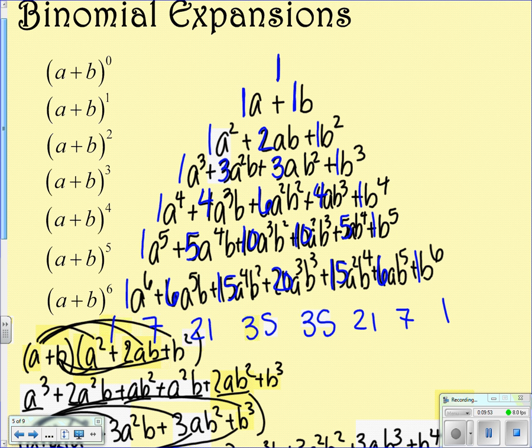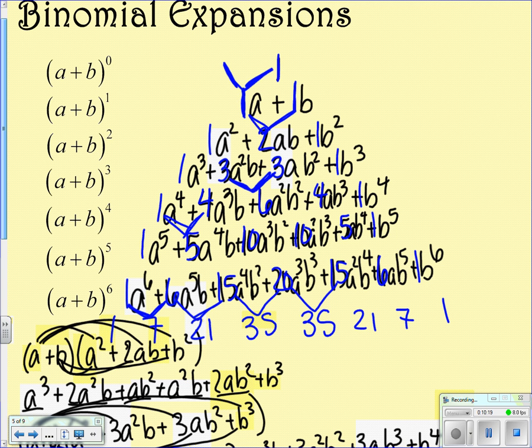The way you get it, you add the two above it. So 1 plus 6 is 7. 6 plus 15 is 21. 15 and 20, 35. For this 6, you would have done 3 plus 3. For this 5, you did 1 plus 4. For this 2, you did 1 plus 1. For this 1, there's only 1 above it. There's nothing here, so that's why it's a 1. Hopefully that makes a little bit of sense there.